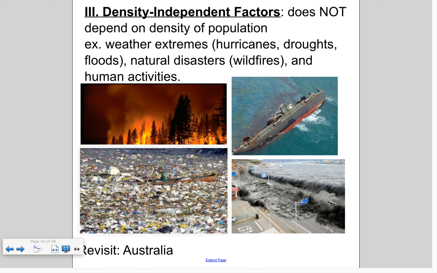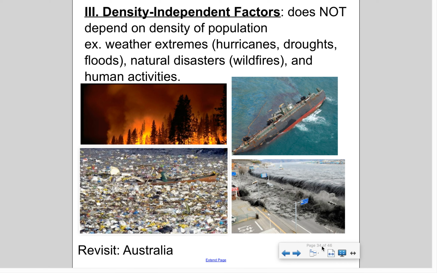Tsunamis, I don't think I need to explain that. Natural disasters, again, just destroying habitats or displacing organisms. And then I said down here, revisit Australia, and I don't remember why I wanted to say that. I think I just wanted to say that Australia experiences both density dependent factors as well as independent factors a lot because it's an island on its own.